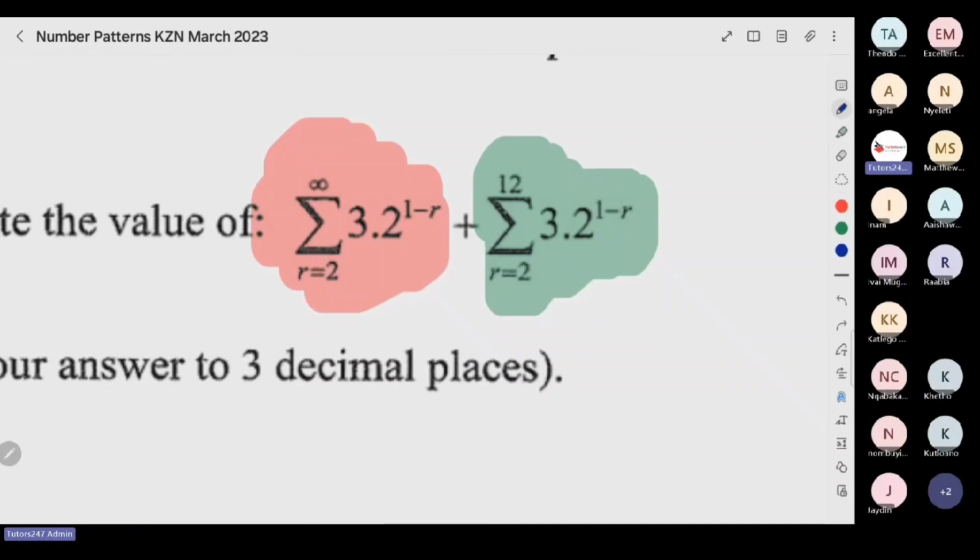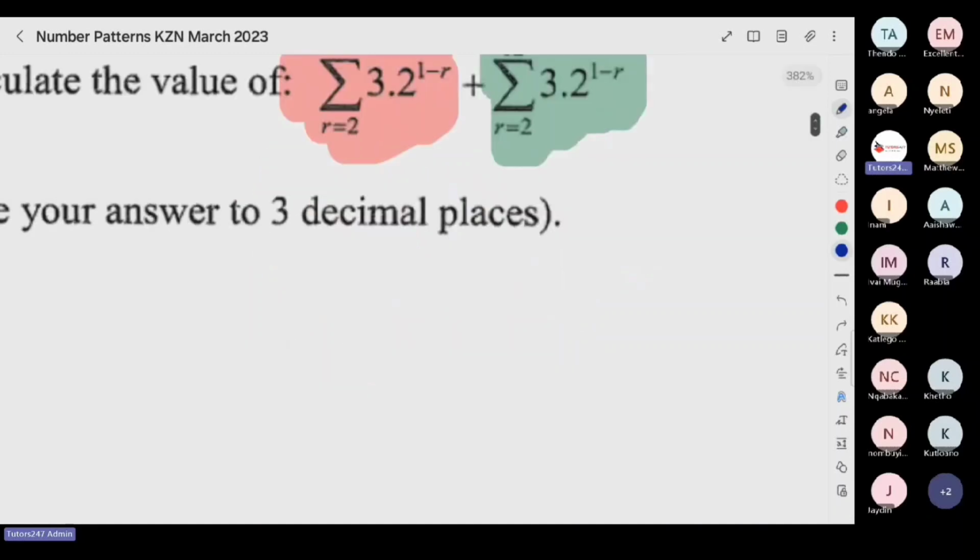So with the red one, we've got the sum to infinity. R is starting at 2, and we've got 3 times 2 to the power 1 minus R. So all I'm going to do is substitute R equals 2, R equals 3, and R equals 4. I'm going to find the first 3 terms. Once I find the first 3 terms, I'm going to identify my value of A, I'm going to identify my value of R, and then I'm going to substitute that into my sum to infinity formula. So let us start there. This is 3 times 2 to the power 1 minus R.